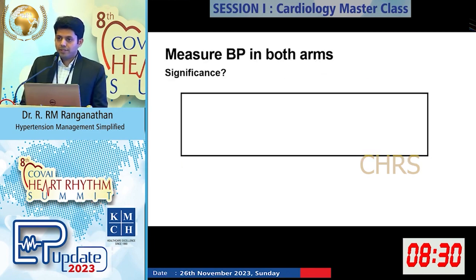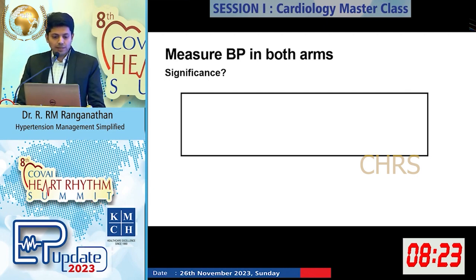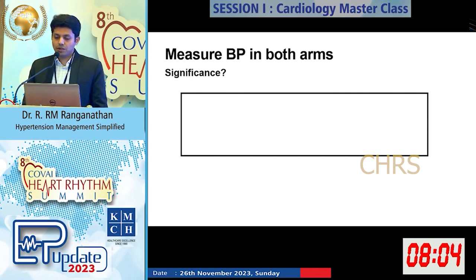Now that we know what device we use, what is the threshold for diagnosing hypertension and all that. So what is the significance of measuring blood pressure in both arms? It is very, very significant because normally there is an inter-arm blood pressure difference. When this difference is less than 15 millimeters of mercury, it doesn't matter. But when the blood pressure difference between arms is more than 15 millimeters of mercury, then you need to assess for atherosclerotic vascular disease. And whenever there is a blood pressure difference, make sure you record the blood pressure in the arm with higher reading.